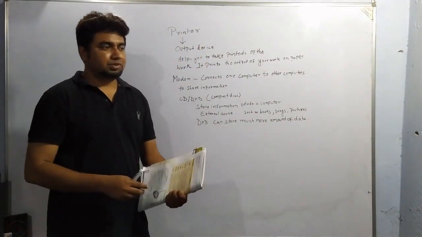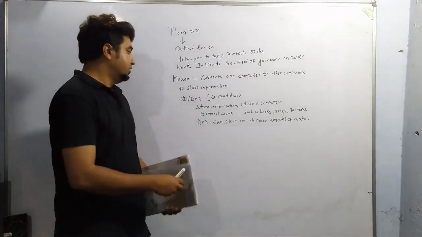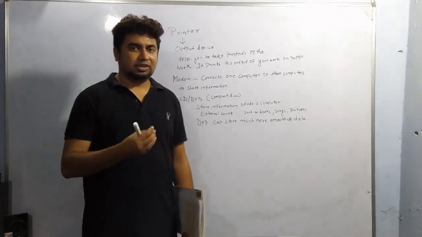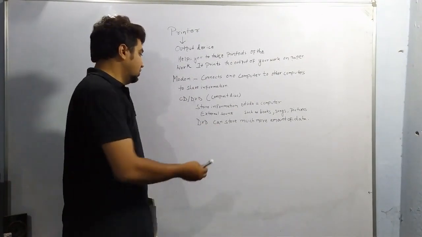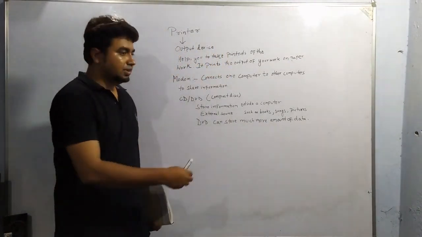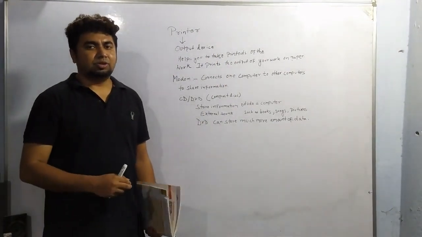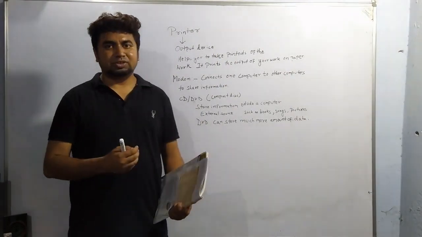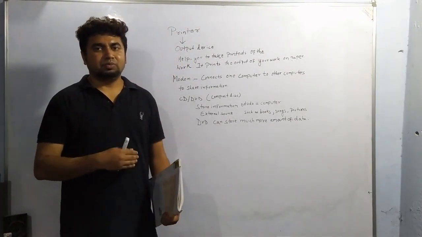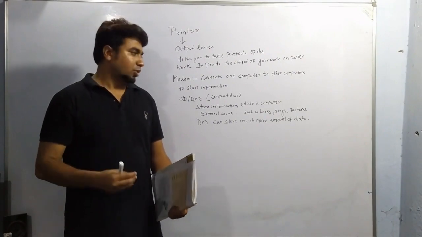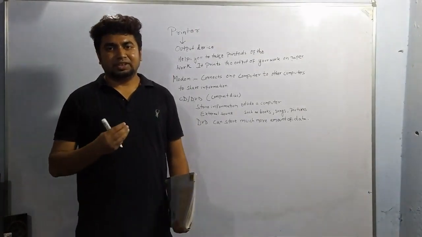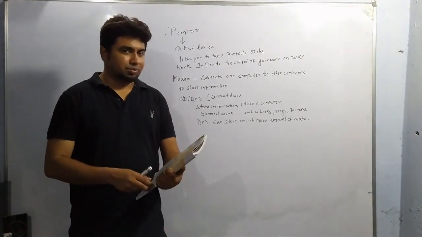CD is used to store a large amount of data, but a DVD is of a larger size, about 4.7 GB, and it can store much more data and high quality data. And nowadays we are using one more type of disk, that is Blu-ray disk. That is used for storing much more data compared to DVD and CD, and it also gives much higher quality.